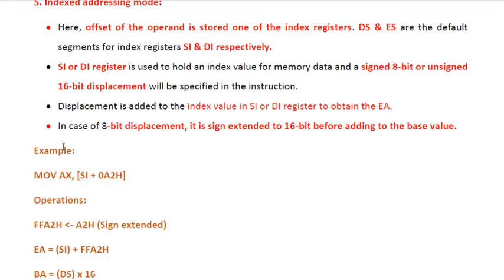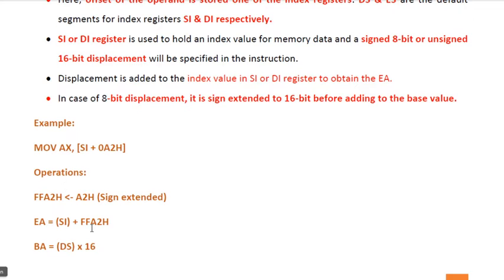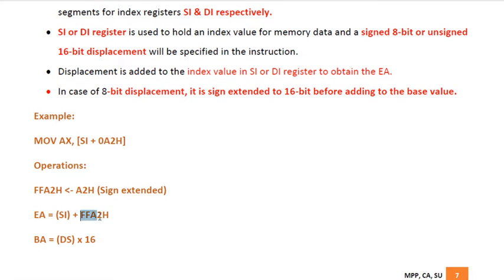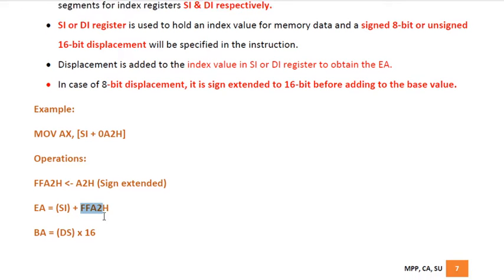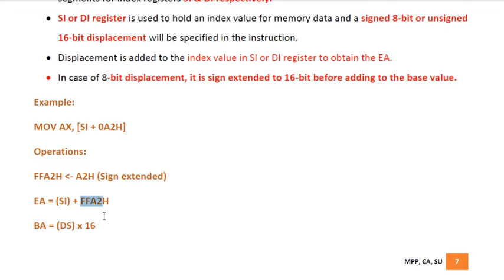If I copy 1 to the other bit positions, from bit position 8 to bit position 15, we get FF, so we have FFA2. FFA2 is the sign extension for A2. Sign extension means extending 8-bit data to 16-bit data, where the most significant bit is copied to all the higher bit positions. So A2H is converted to FFA2H. Now to the content of SI we add FFA2H, and that will be the effective address.